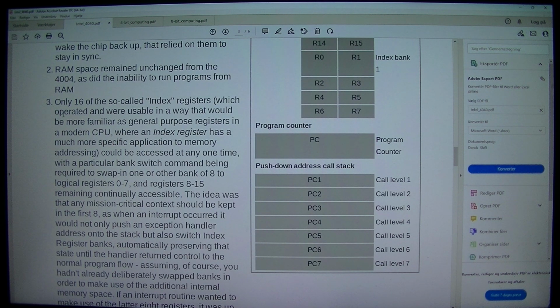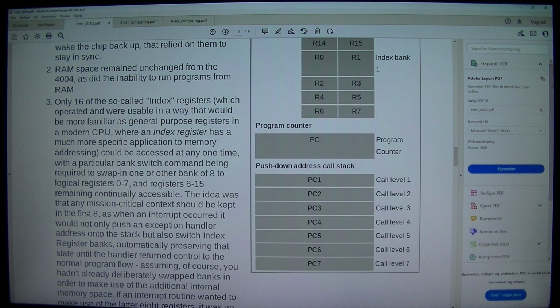3. Only 16 of the so-called index registers, which operated and were usable in a way that would be more familiar as general-purpose registers in a modern CPU, where an index register has a much more specific application to memory addressing, could be accessed at any one time, with a particular bank switch command being required to swap in one or other bank of 8 to logical registers 0 to 7, and registers 8-15 remaining continually accessible.